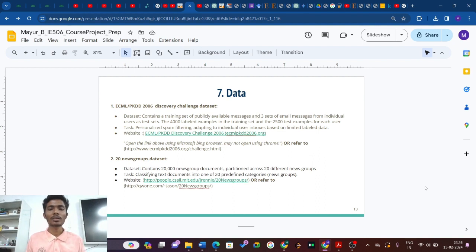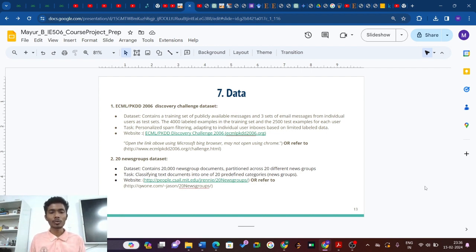So this dataset basically contains messages which are spam messages and messages that are not spam. It has 4,000 labeled examples in the training set and 2,500 test examples in the test set for each user. Now what the researchers did was use their algorithm to develop a personalized spam filtering model for individual users. The link for the dataset is given in the slide.